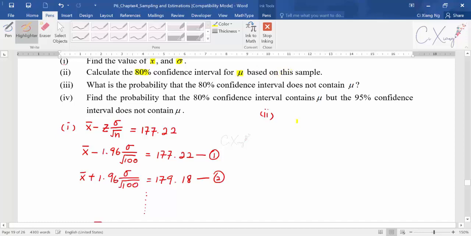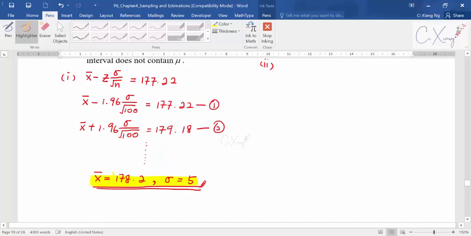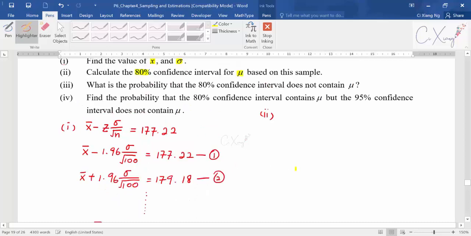Alright, so based on this sample means that you can use the value for the sample mean and also the population variance that you found just now, and apply them to get the 80% confidence interval. Alright, so we can start. So 80% confidence interval, what do we have here?